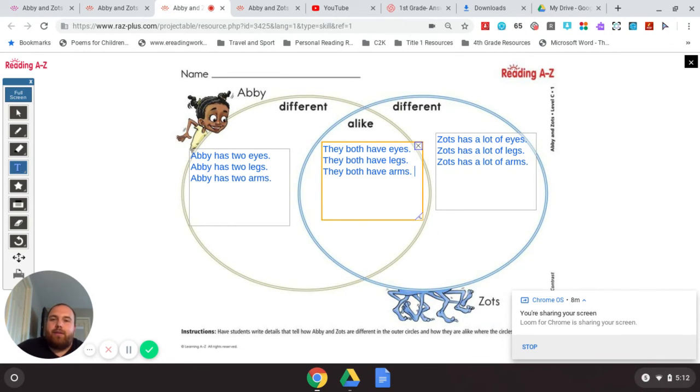We talked about the things that make Abby different. We talked about the things that make Zats different. And we talked about how they're alike. Okay? How are they similar? Remember, similar means same. How are they the same? Great job, guys. Let's take a look at our quiz.